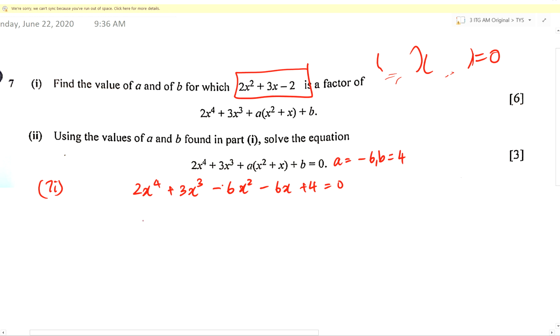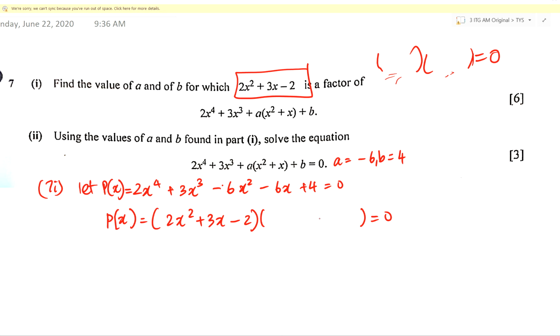So from here, we know that if we let P(x) be equal to this, then I can rewrite P(x) to be 2x squared plus 3x minus 2, times another bracket. This is quadratic, so I expect two more brackets, each linear, or we can expect another quadratic in this bracket. It is safer to leave it as quadratic because not every quadratic can be factorized into two linear. Maybe you will end up with a quadratic with roots that are not integers, where you have to square root. So it's better to leave it as quadratic.